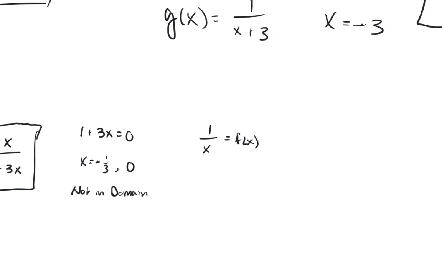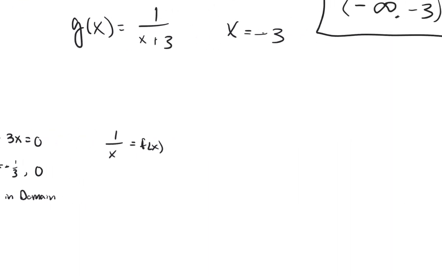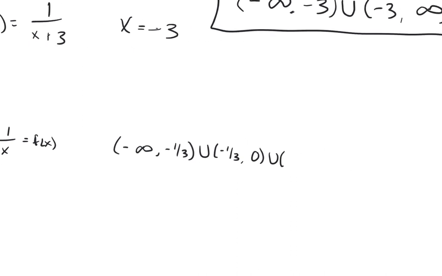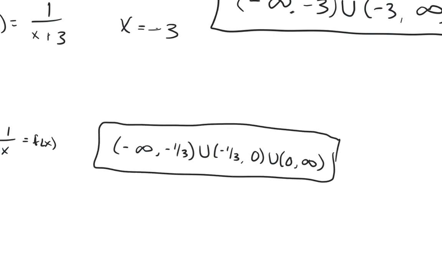So our domain is going to look like all real numbers except for negative 1/3 and 0. So kind of similar. I'm going to start with negative infinity up to negative 1 over 3. We're going to have a union. We go from negative 1 over 3 to 0, another union, and from 0 up to infinity. That's our new domain.